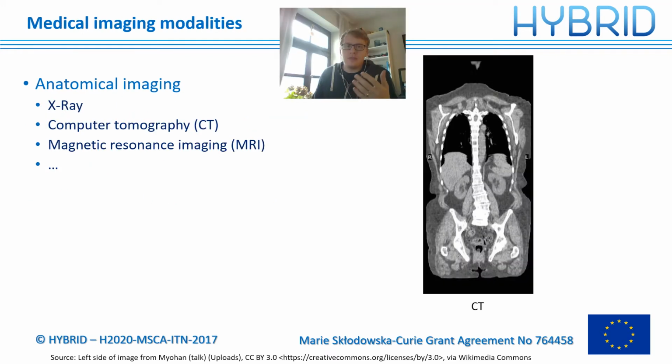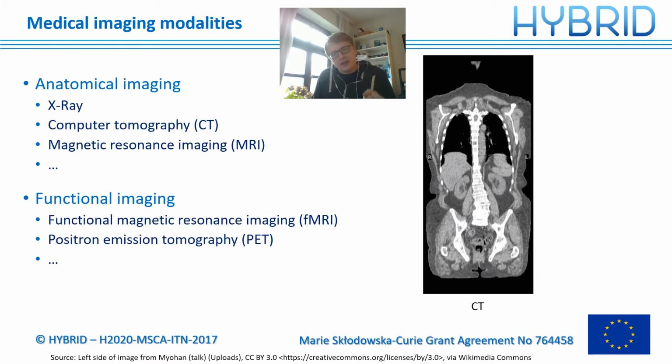Medical imaging modalities usually display the anatomy of a patient. For example, if you do an X-ray at your dentist, or you do a CT, this would be a slice of a CT image, and you can nicely see the anatomy of the patient. You can see the lungs, the spine, the hips, and the rib cage as well. The CT has a nice contrast between bone and tissue, and MRI has a bit more tissue contrast, but basically it's also the anatomy of the patient.